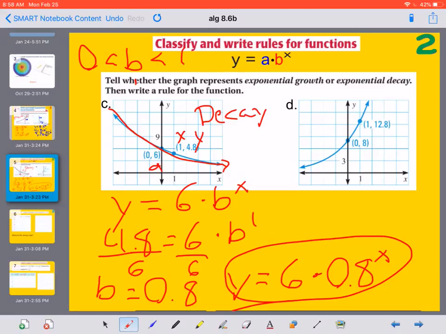Alright, now I want you to figure out that next one. Make sure you figure out if it's exponential growth or exponential decay first.